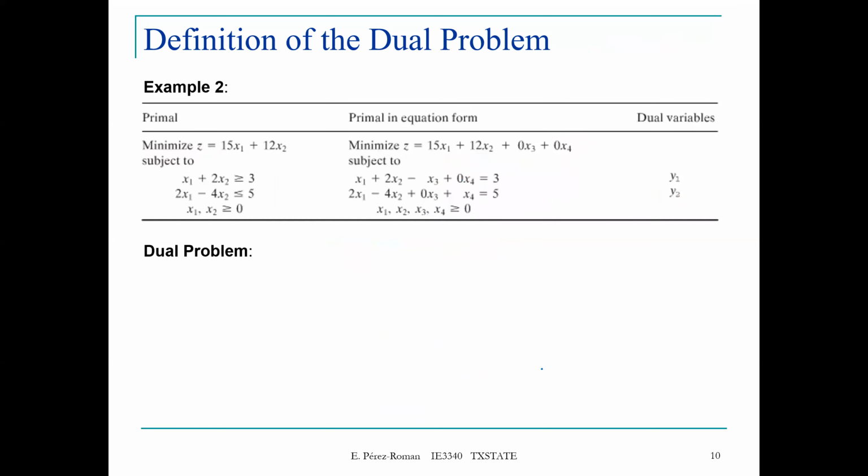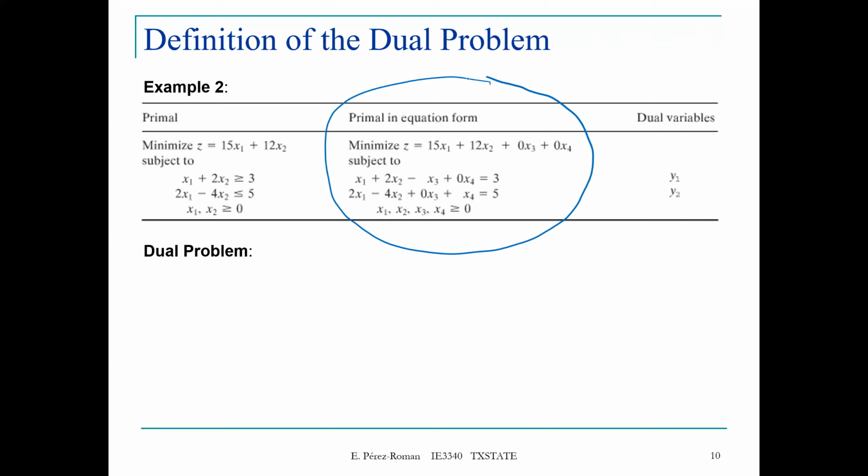We have a second example here for a minimization problem. So it's the same idea. We want to minimize z equals 15x1 plus 12x2 subject to x1 plus 2x2 greater or equal to 3, 2x1 minus 4x2 less than or equal to 5, and then x1, x2 will be greater or equal to 0. So the first thing we have to do is to set this up into the equation form. So that's what we are doing here. So this is the standard form, both constraints in equation form.